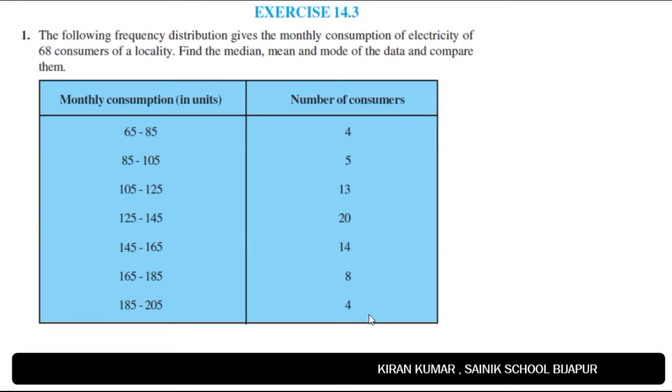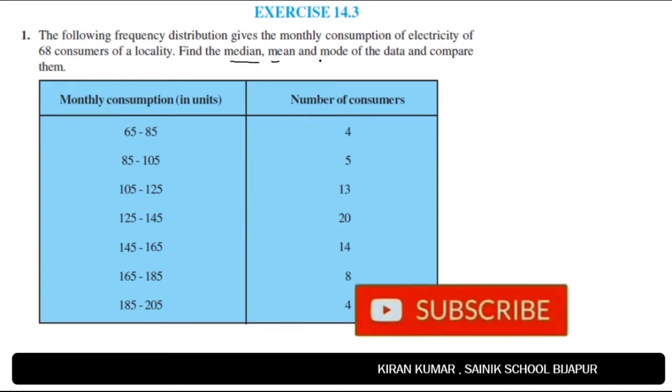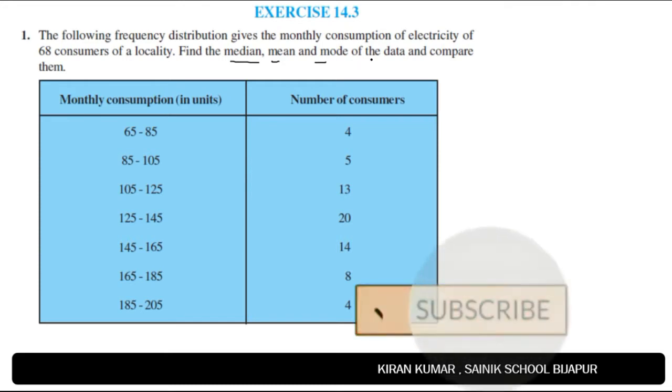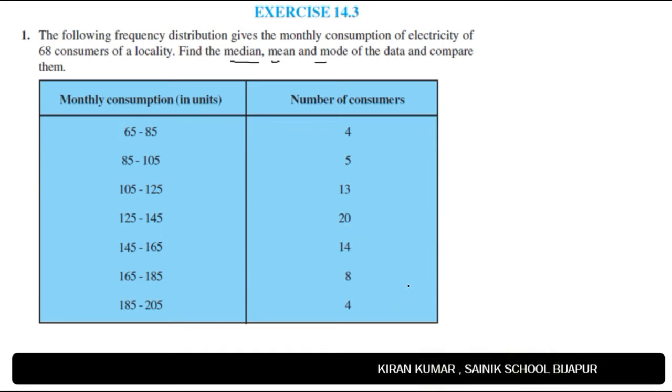Now let us continue further. We have exercise 14.3. These are questions related to mean, median, or most of the time median. Here is the frequency distribution which gives the monthly consumption of electricity of different consumers of a locality. You need to find the median, mode, as well as the mean of the data and compare them. So let us do this one by one.